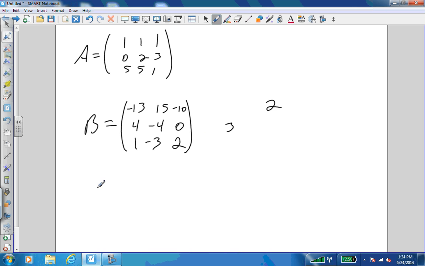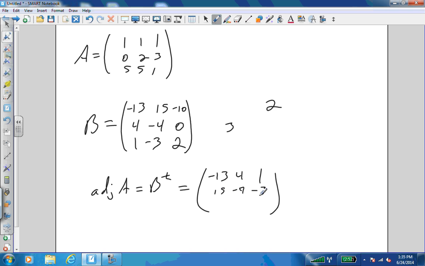So that's B. So the adjoint of A is the transpose of that. So if we transpose that, we have 13, 4, 1. The first column becomes the first row. The second column becomes the second row. The third column becomes the third row. So that should be our adjoint of A.